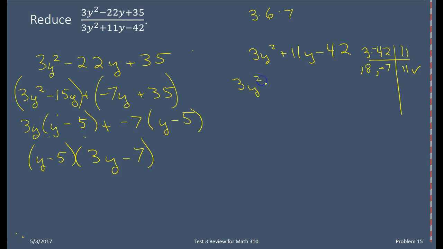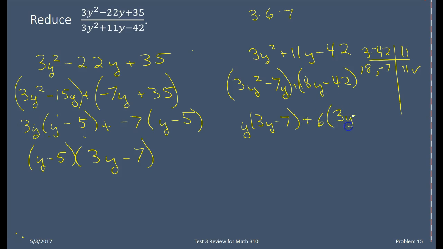Rewriting those, we're going to put the negative first. And then pull out a common factor. And then our 3y minus 7 is another common factor, leaving us with y plus 6.